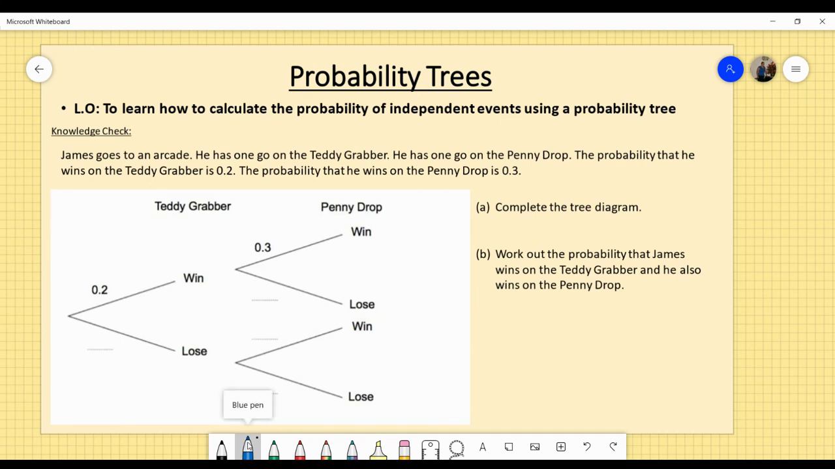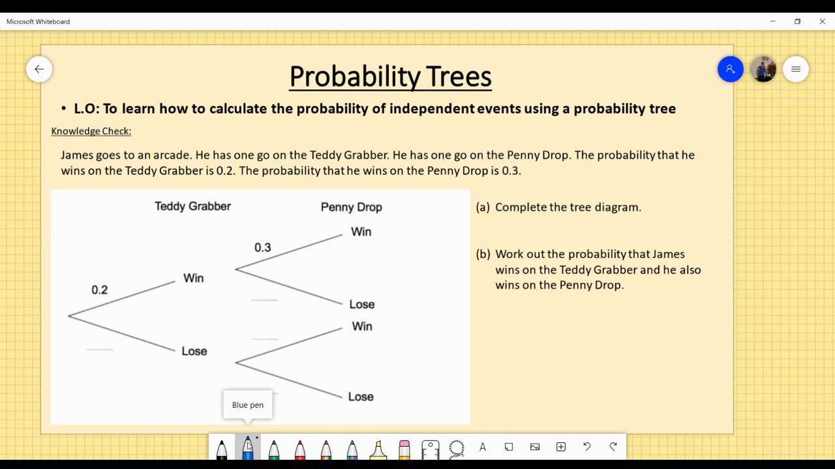Right, so on this one, James goes to an arcade. He has got one go on the teddy grabber and one go on the penny drop. The probability that he wins on the teddy grabber is 0.2, and the probability that he wins on the penny drop is 0.3. And we're asked to complete the tree diagram.